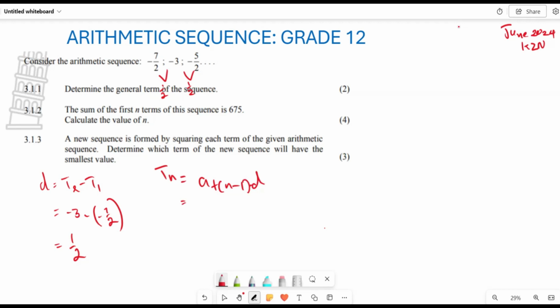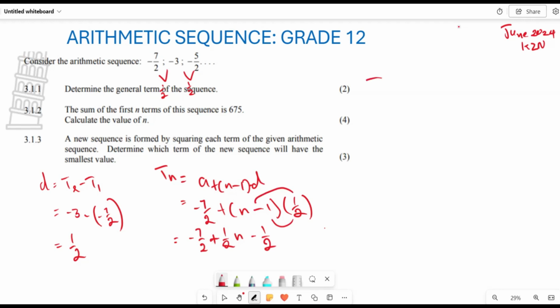And then what is the value of your a? This is negative 7 over 2 plus n subtract 1, and then what is the difference here? We said it's 1 over 2, isn't it, right? And then from here we are going to multiply. When you multiply, this is the same as negative 7 over 2 plus 1 over 2n and then negative 1 over 2, right? So basically we are multiplying this one and also this one.